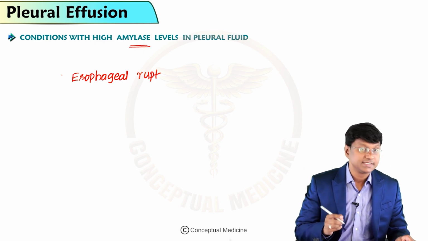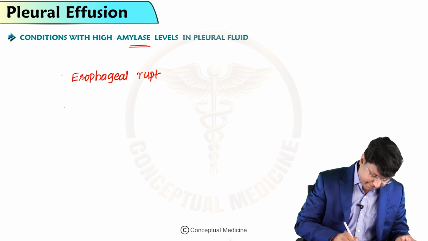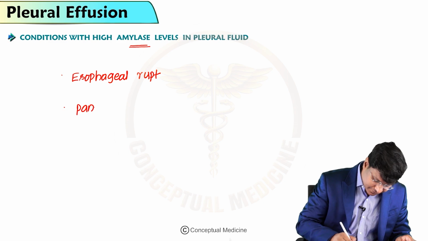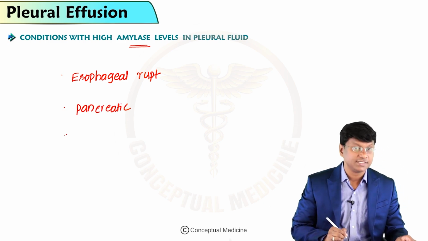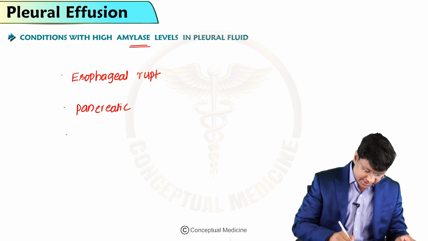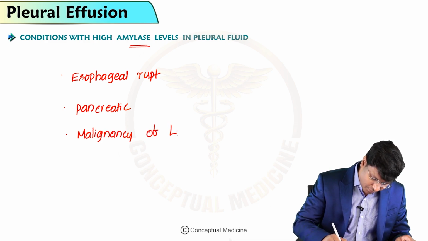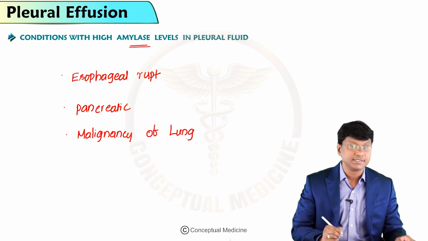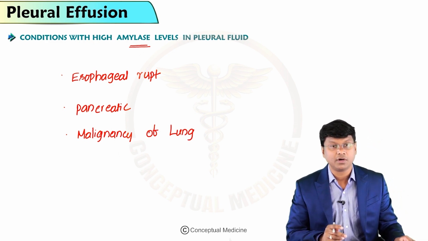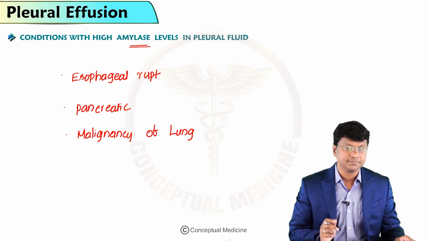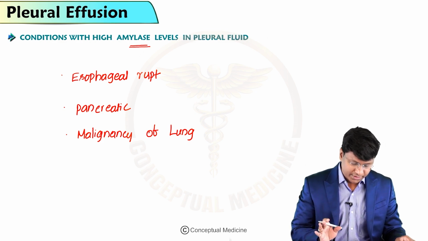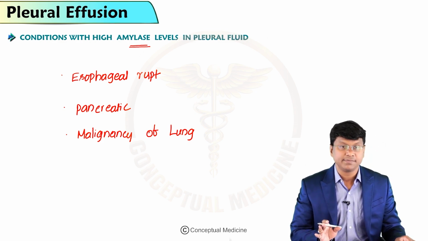and the second important etiology is pancreatic pleural effusion, which will contribute to high amylase in the pleural fluid, and third important is the malignancy of the lung. And what type of malignancy is that? It is the adenocarcinoma of the lung or the pancreatic carcinoma. So these are the conditions where you have the high amylase levels in the pleural fluid.